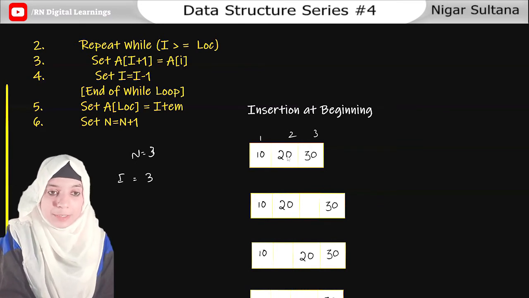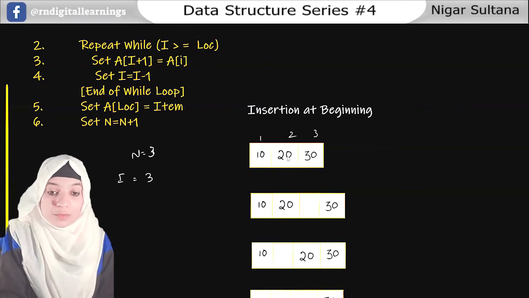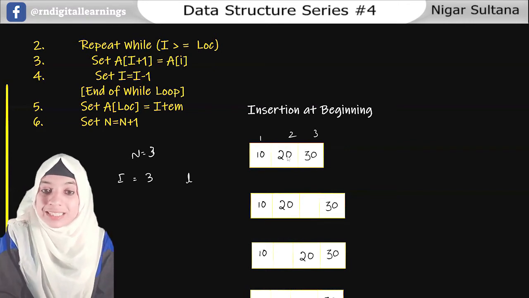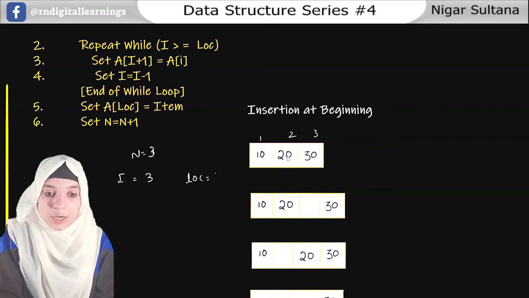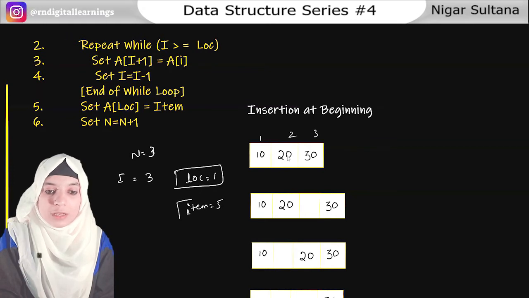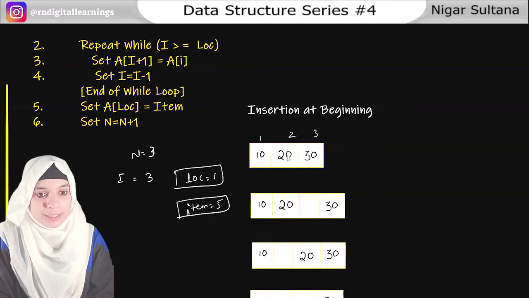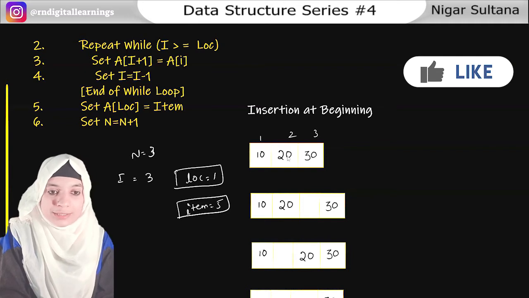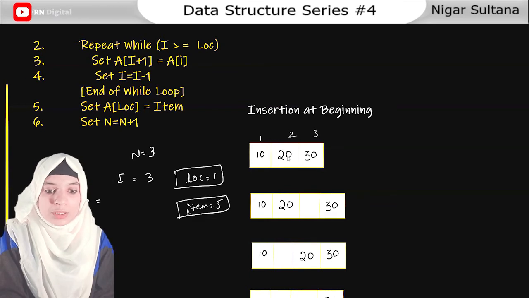In the second step, I need to check the condition whether I is greater than or equal to the location. Now I must ask the user at which location you want to insert. Now I have told you it is insertion at the beginning. Beginning means what? My location will be 1 now. So the item, let's take 5. So I have initialized two variables, one is location and another is item. Now let's check the condition. So I is what? 3. Is 3 greater than or equal to location? Location is my 1.